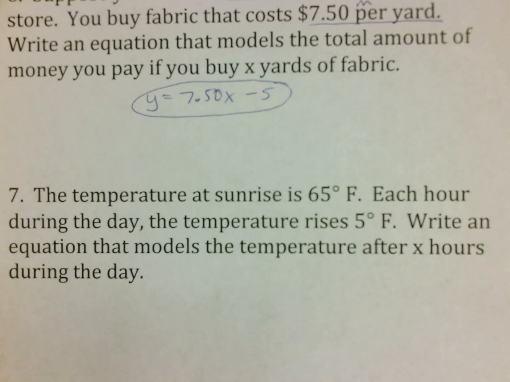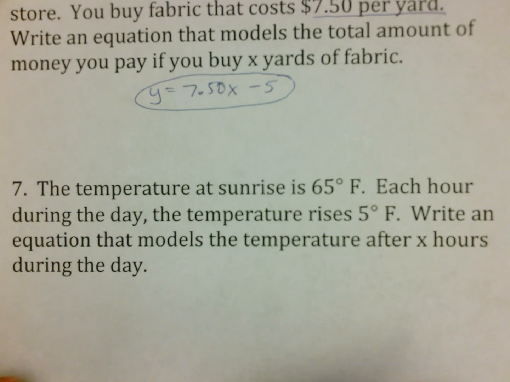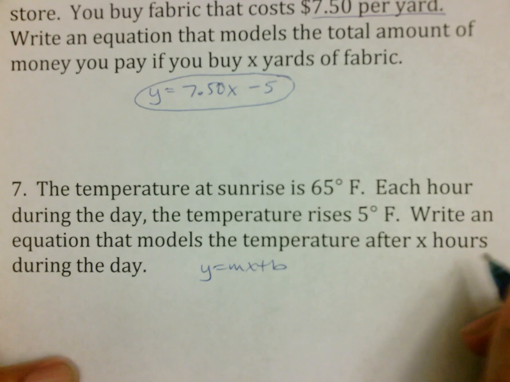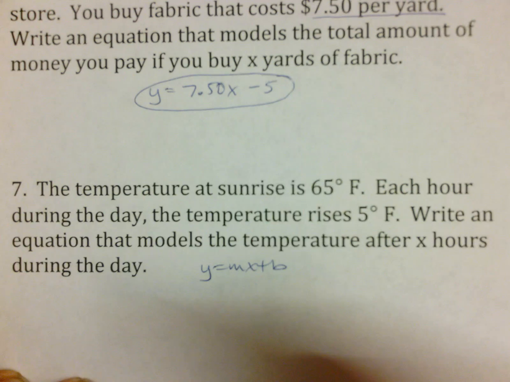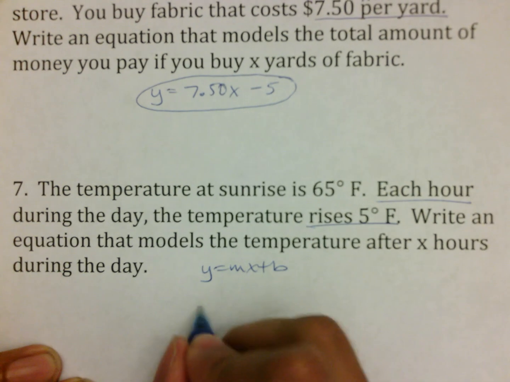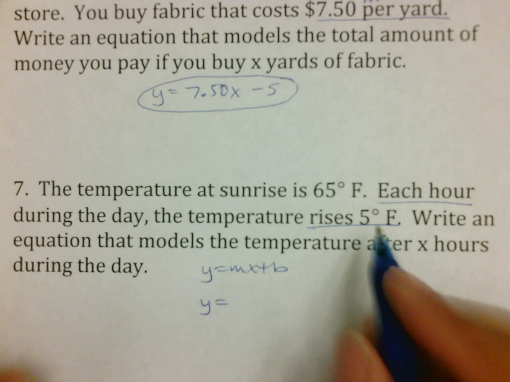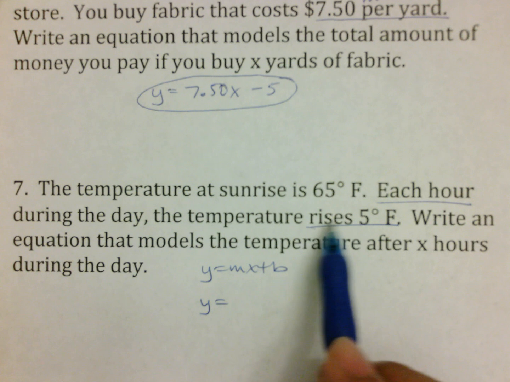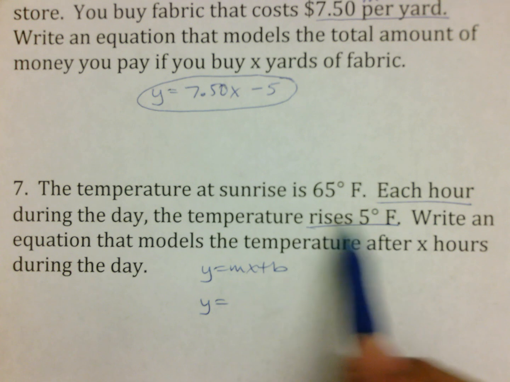The temperature at sunrise is 65 degrees Fahrenheit. Each hour the temperature rises 5 degrees Fahrenheit. Write an equation that models the temperature. Again, once you see write an equation, that means you're looking at your y equals mx plus b. Now you want to look for your information, especially in a word problem. And notice it says each hour it rises 5 degrees Fahrenheit, which means obviously that's your 5. Now here again, you've got to think about it. If it was dropping 5 degrees Fahrenheit, that would actually be a negative 5 because it would be going down. And that's where you need to make sure you read carefully.